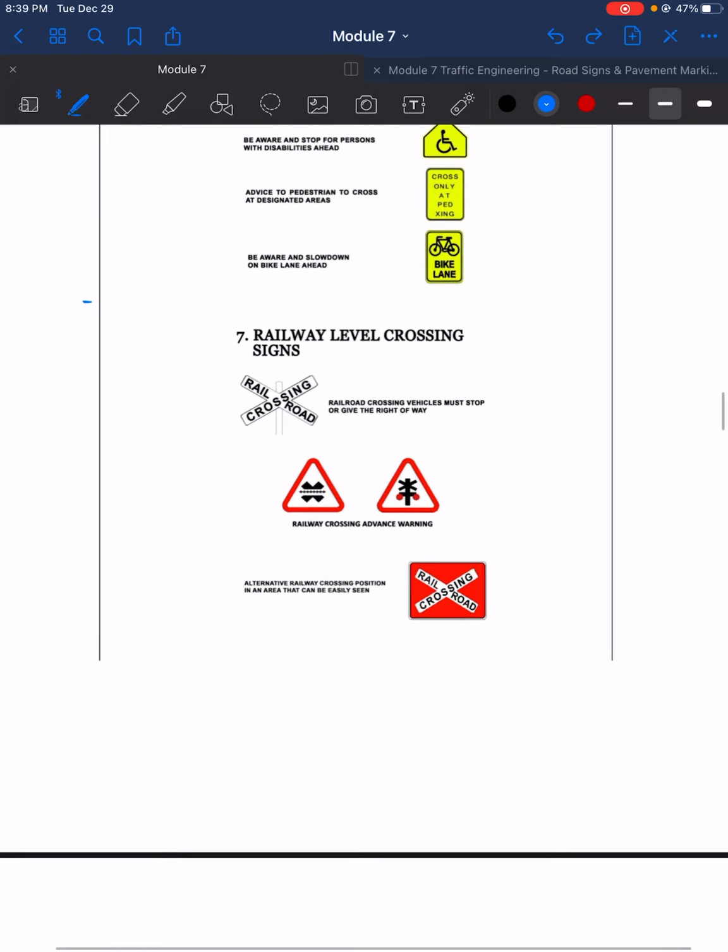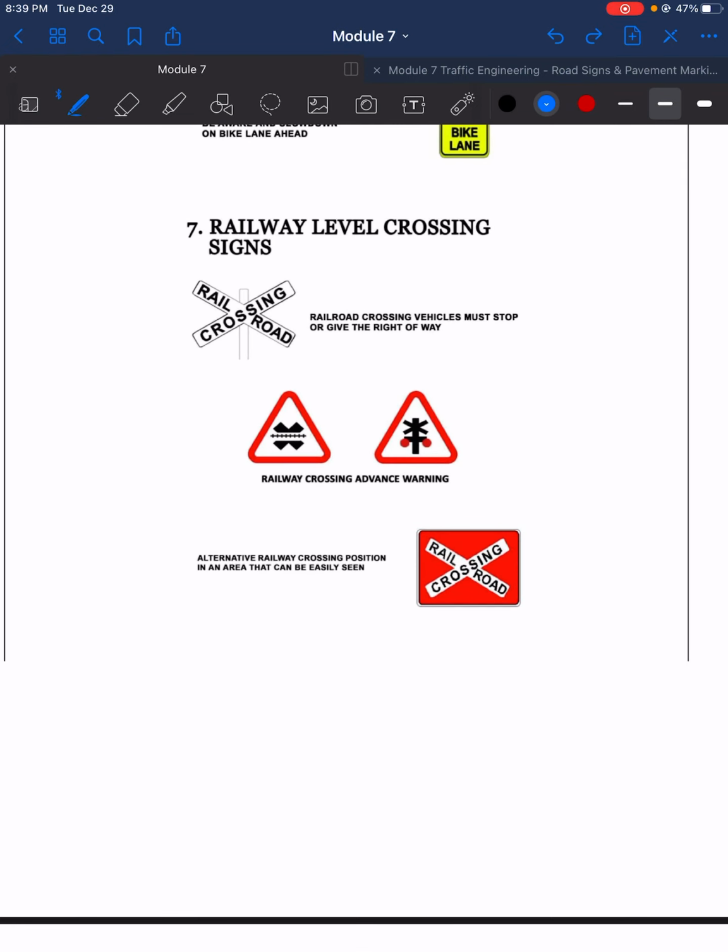We have number 7, the railway level crossing signs. Railroad crossing vehicles must stop or give the right of way. Railway crossing advance warning. Alternative railway crossing position in an area that can be easily seen.